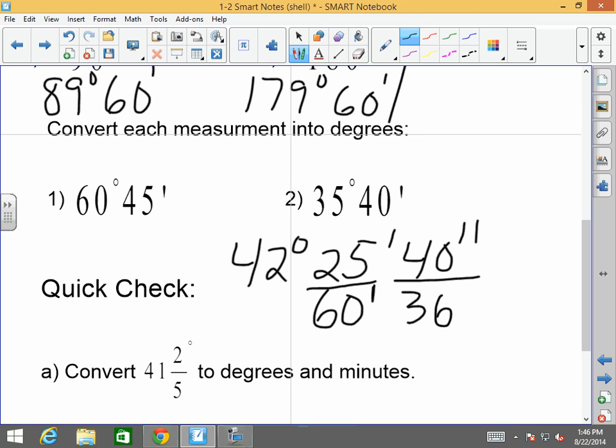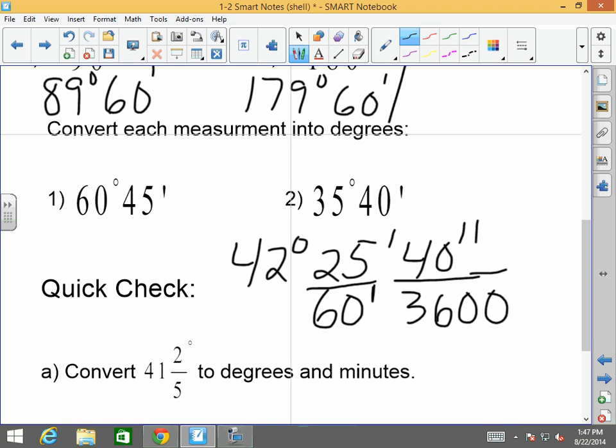Now, I know that yesterday the bell was ringing right when I was explaining this, but think about it just with regular time. Aren't there 60 minutes in 1 hour? And there's 60 seconds in 1 minute, correct? So in 1 hour, aren't there 3,600 seconds? Same thing here. If there's 60 minutes in a degree and there's 60 seconds in each minute, then that means there's 3,600 seconds in 1 degree. Does that make sense, gentlemen?